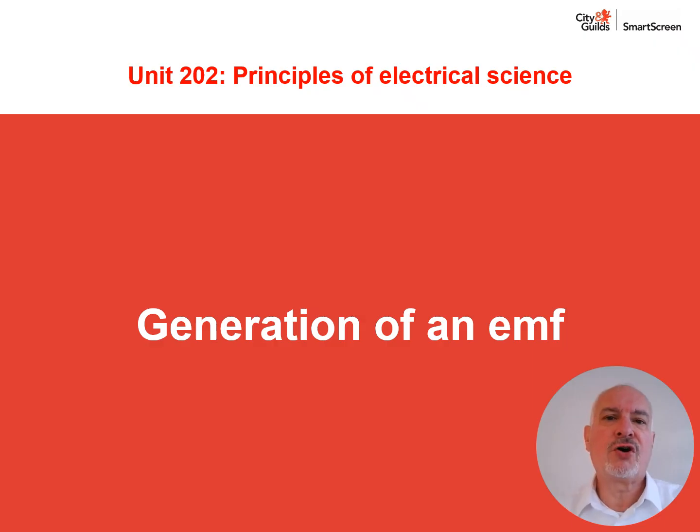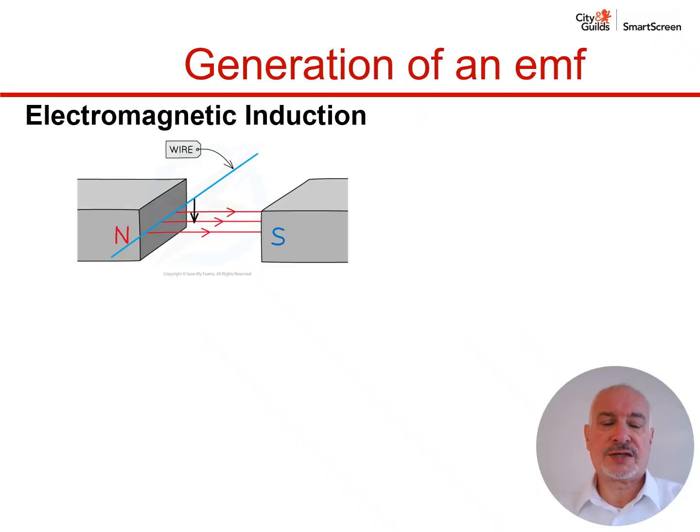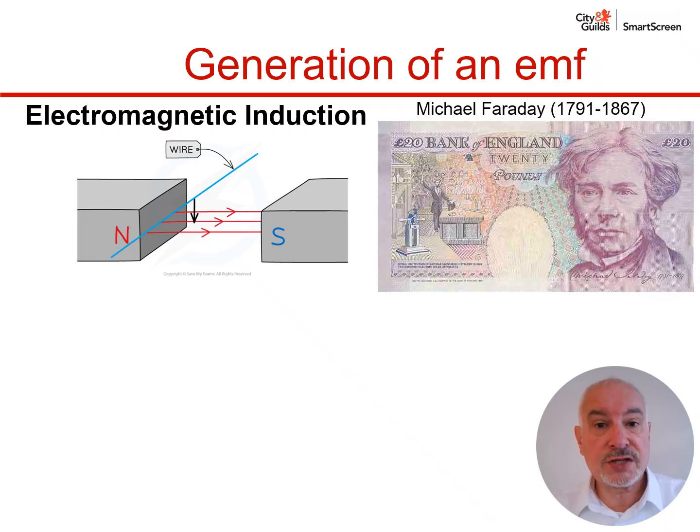The generation of electromotive force, or as I like to say, how do we produce electricity? I introduced you in the previous video to this term, electromagnetic induction. And that's the answer. That's how we generate electricity. It's through electromagnetic induction. And we have to thank for this a scientist called Michael Faraday, and there's a picture of him on an old £20 note.